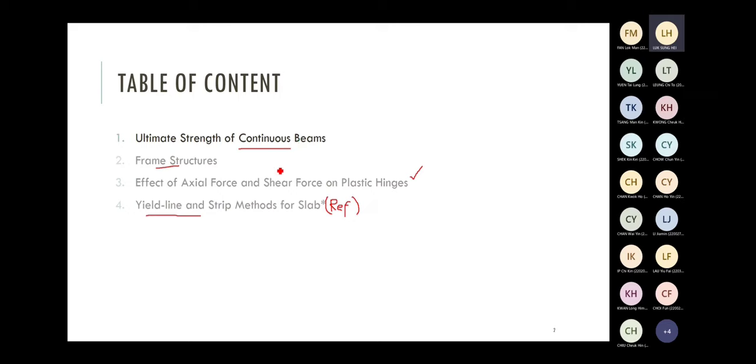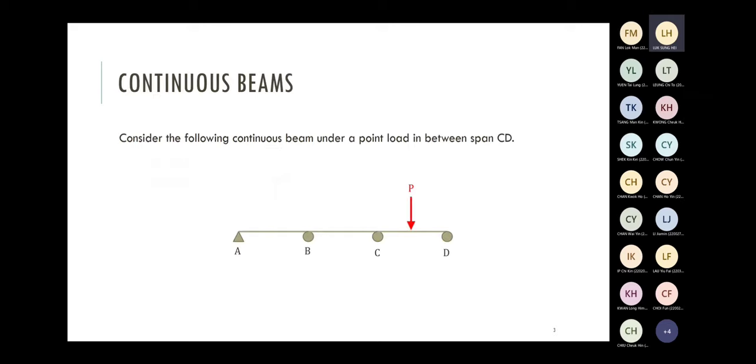Let's talk about the first one first, the continuous beam. How to apply the upper bound theorem on a continuous beam? A continuous beam means a beam with more than one span. If we have one force acting at one particular span, how do we find the maximum force? If we have a force acting along span CD, the effect of this force will also propagate to the remaining positions. We would like to know how to find the maximum force that will make the beam collapse.